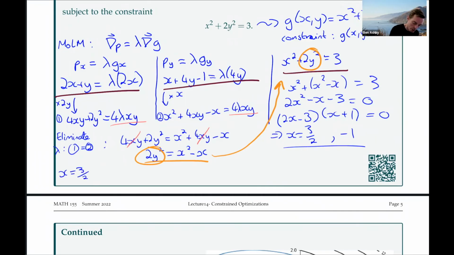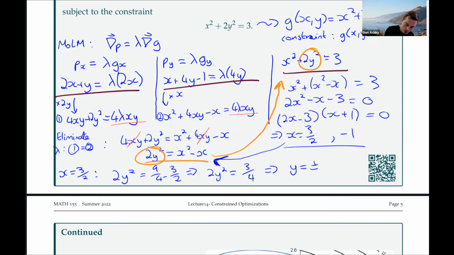If we think about what occurs when x is equal to 3 over 2, we can substitute this value back into our equation here, okay? So this will give us our value of y. So we now have 2y squared is equal to 9 over 4 minus 3 over 2. So that's 3 over 2 squared minus 3 over 2, which is going to give us 2y squared is equal to 3 over 4. Or simply y is equal to plus or minus the square root of 3 over 8.